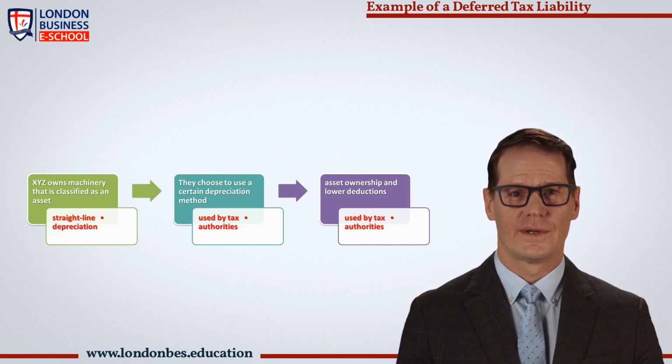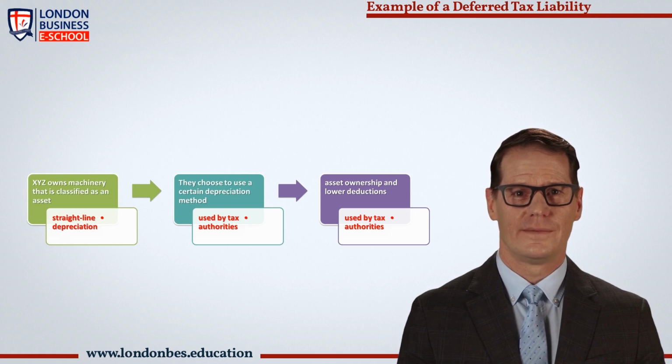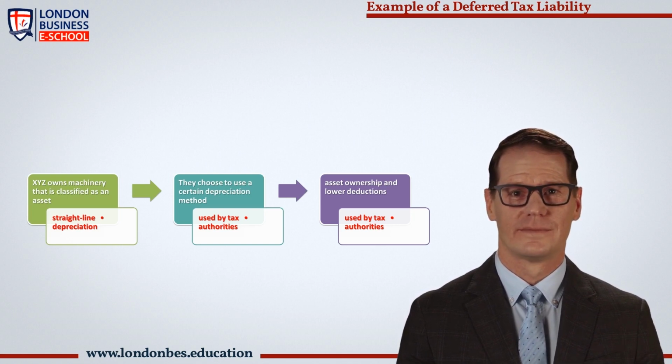Because the depreciation method chosen by company XYZ would result in a larger deduction than the method used by tax authorities, their income would be higher than what would be considered the taxable income. In this case, the temporary difference would be added as a liability to the balance sheet.